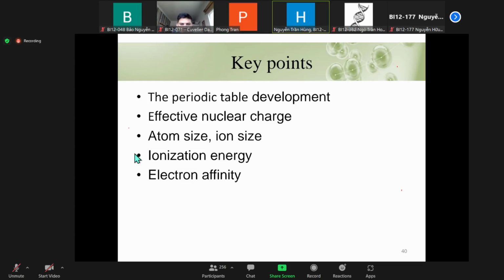Actually, could you explain again about the X-ray method to identify elements? Okay.